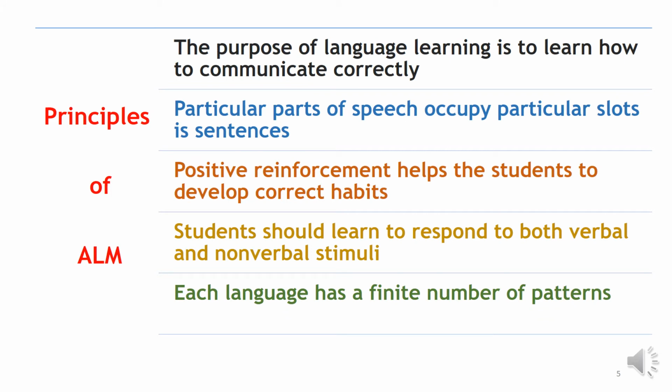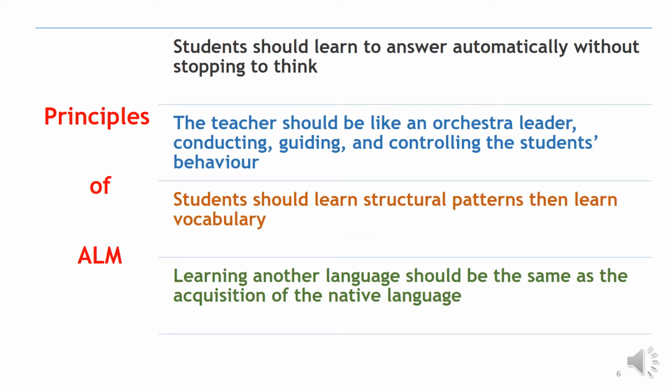The purpose of language learning is to learn how to communicate correctly. Particular parts of speech occupy particular slots in sentences. Positive reinforcement helps the student to develop correct habits. Students should learn to respond to both verbal and non-verbal stimuli. Each language has a finite number of patterns. Students should learn to answer automatically without stopping to think.